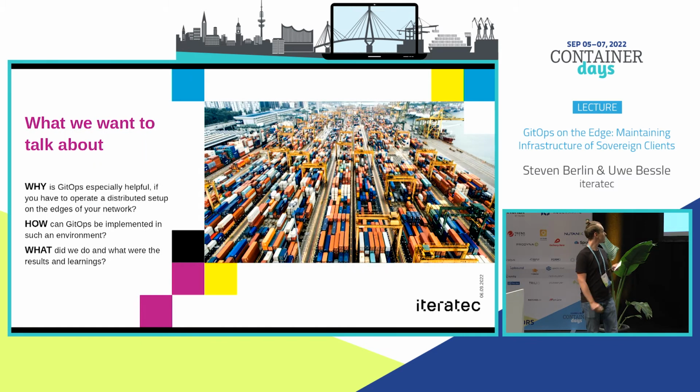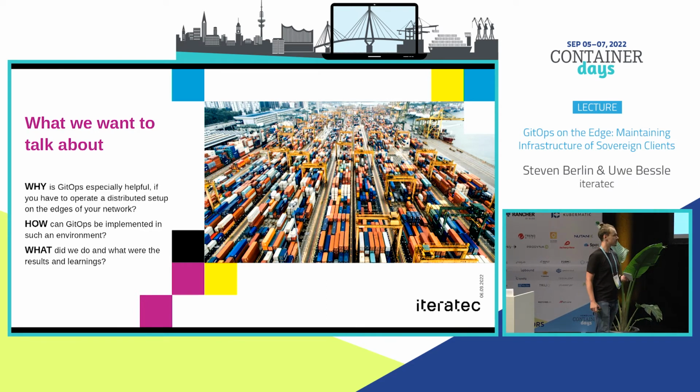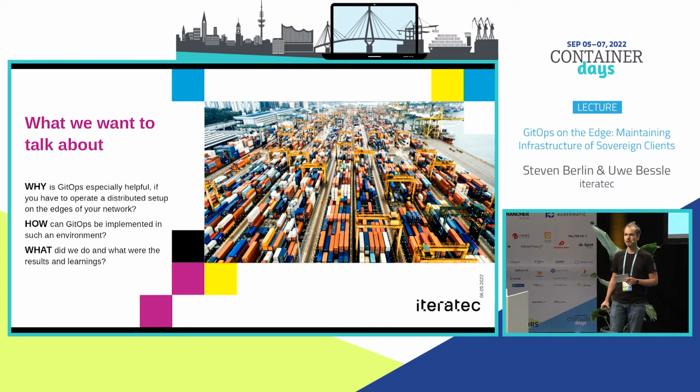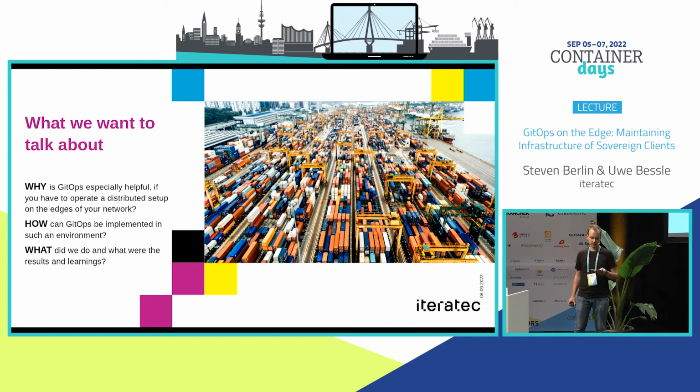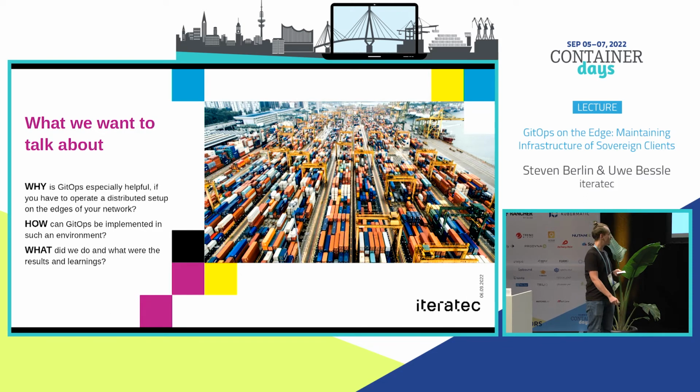Okay, let's start with the why, how, and what. So beginning with the why: would GitOps be helpful to operate distributed setup on the edges of your network, which is not the default case when you think of GitOps. Mostly you think about cloud native and Kubernetes, but this time it will be different. How did we implement that? I will show you. And what were the results? How did we actually complete our mission? And what were the learnings?